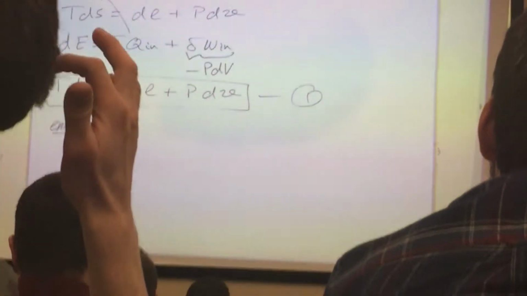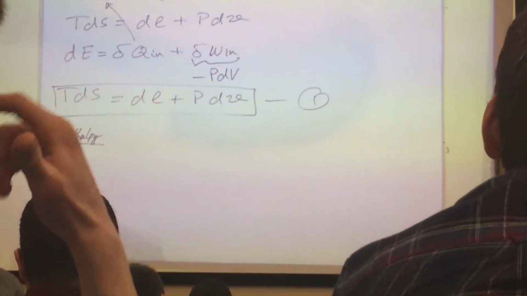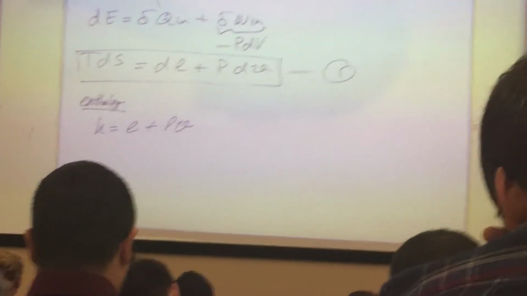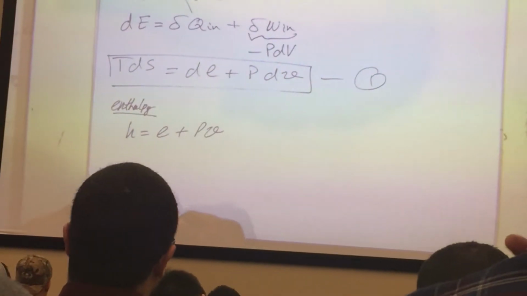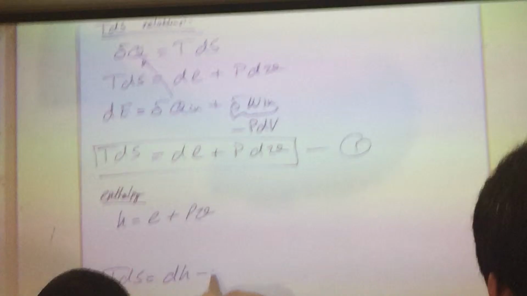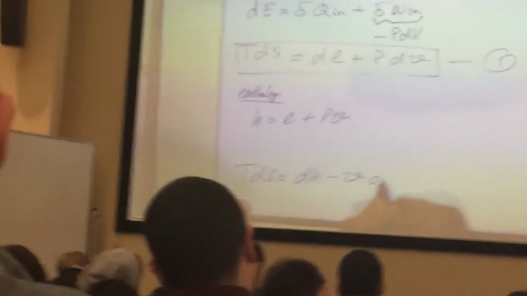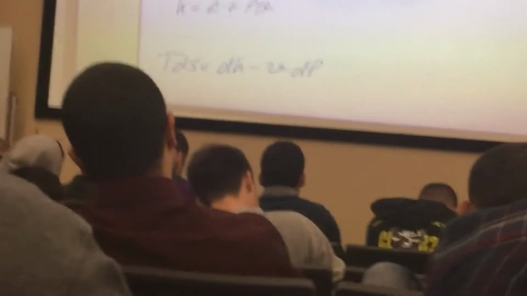Okay, enthalpy. Enthalpy, we already know it's equal to internal energy plus PV. So from that, I'm trying to get to TdS is equal to the enthalpy minus the specific volume times dP. Well, how do I get that?